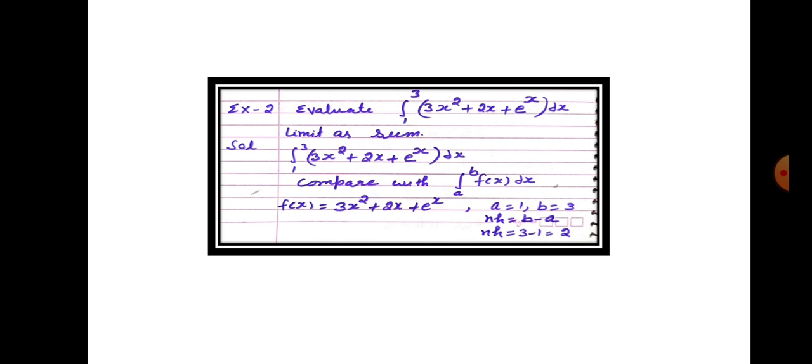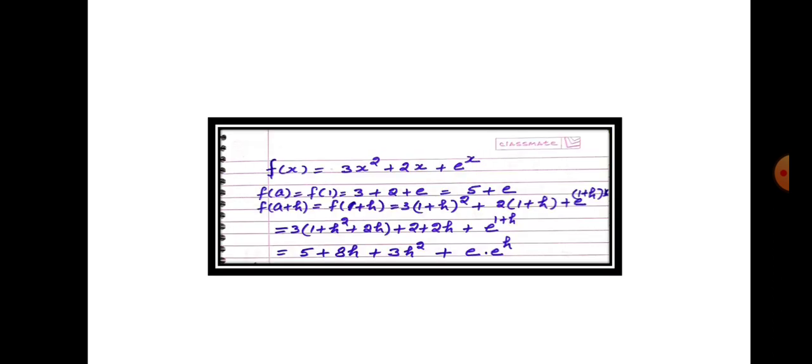So compare with integration a to b f(x) dx. So f(x) is equal to 3x square plus 2x plus e raised to power x. So here a is equal to 1, b is equal to 3, nh is equal to b minus a. So nh is equal to 3 minus 1, that is equal to 2. So find the value of f of a, which is f of 1, is equal to 3 plus 2 plus e is equal to 5 plus e.